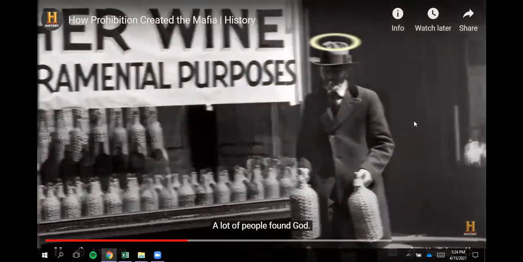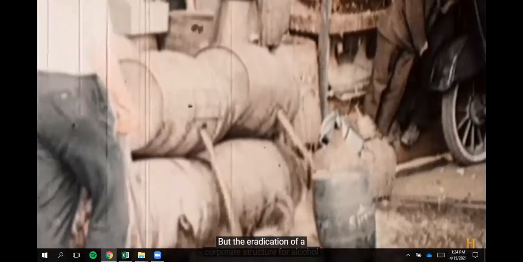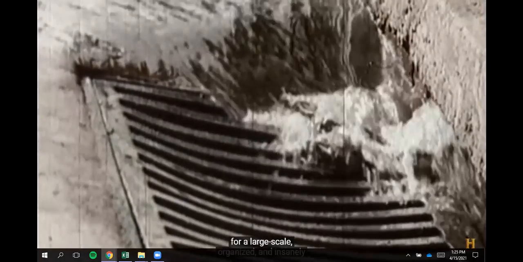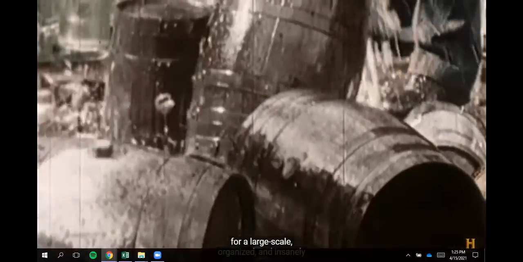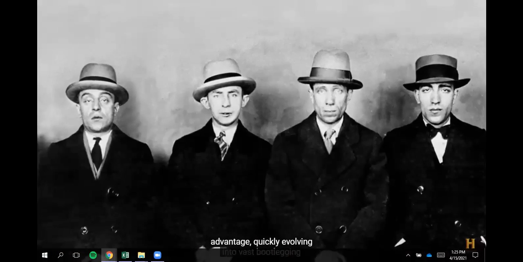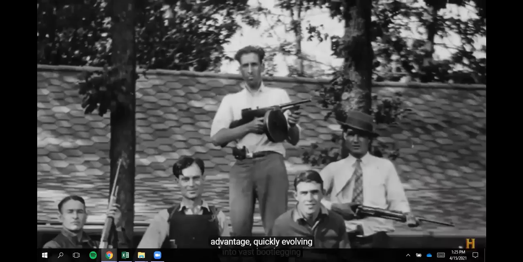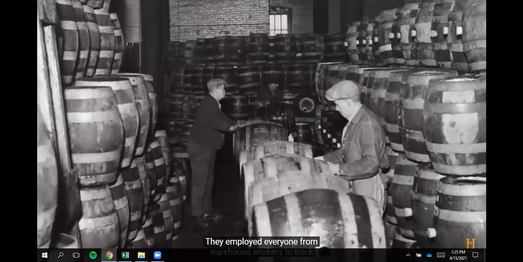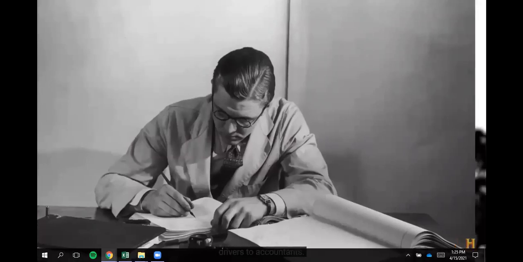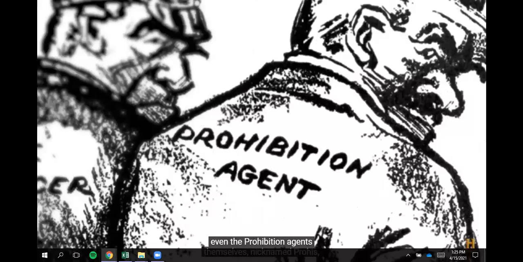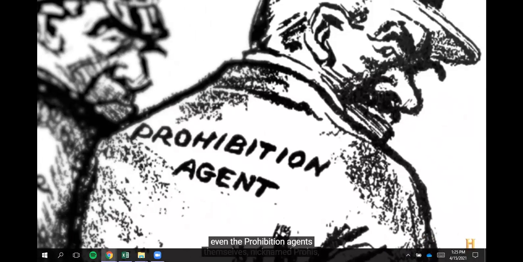But the eradication of a corporate structure for alcohol production and distribution left a huge opportunity for a large-scale, organized, and insanely profitable black market. Existing small-time street gangs took advantage, quickly evolving into vast, bootlegging criminal enterprises. They employed everyone from warehouse workers to truck drivers to accountants. Gang leaders would bribe politicians, cops, even the prohibition agents themselves, nicknamed prohies, to ensure their businesses ran smoothly.